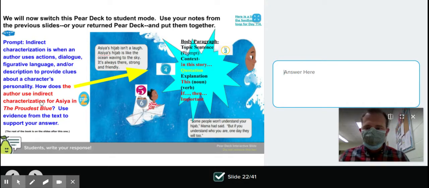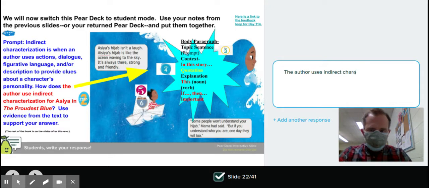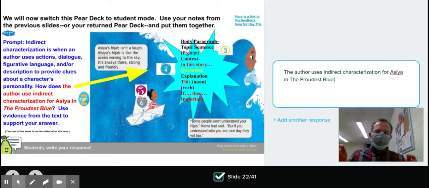So I'm just going to give you this as your number 3, your topic sentence starting off, right? So I would write the red: The author uses indirect characterization for Asiya in the story The Proudest Blue. Perfect. Then I put a dot. Now it says step 4 is context, and it starts with the sentence "In this story."